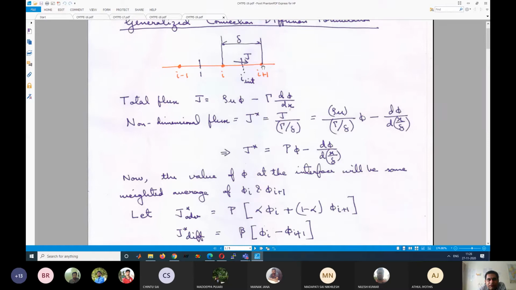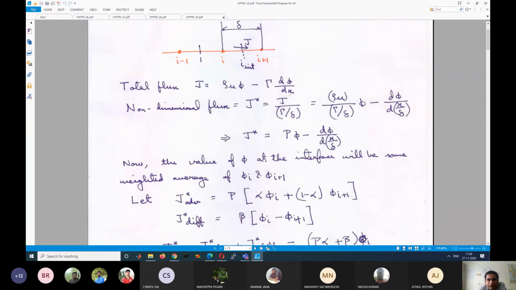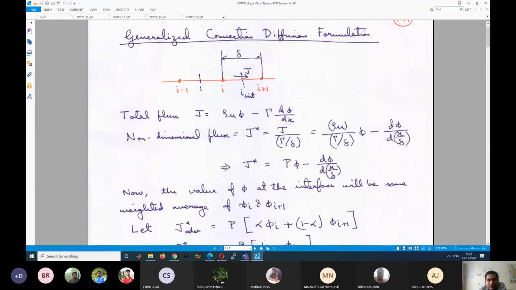And similarly, the diffusive flux is also driven by the gradient between these two grid points. So at the interface, some function like some difference of the ith grid point value and I plus 1th grid point value of phi. Okay. So the value of phi at the interface will be some weighted average of phi I and phi I plus 1. What is the weight for the average? That depends on the scheme. So for example, for central difference scheme, this point will be the average of these 2 points, phi I plus phi I plus 1 divided by 2.